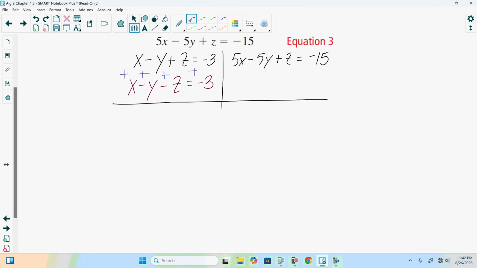x plus x is 2x. Negative y plus negative y is negative 2y. Z plus negative z, 1 plus negative 1, is 0. Negative 3 plus negative 3 is negative 6.